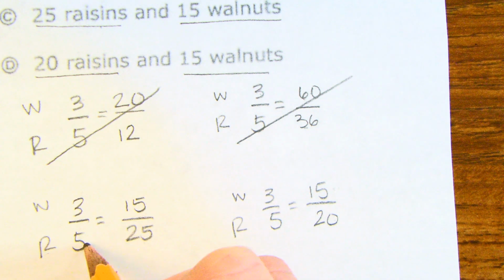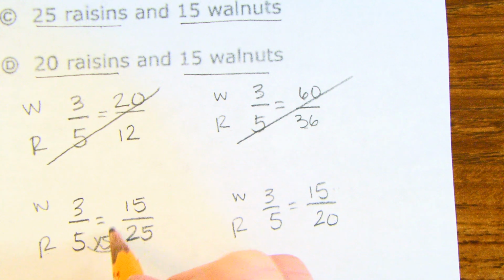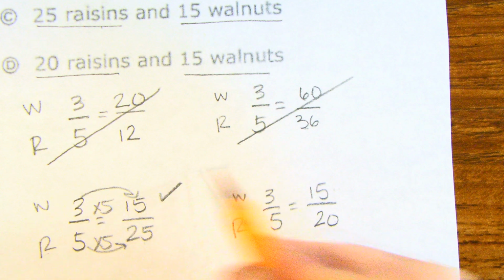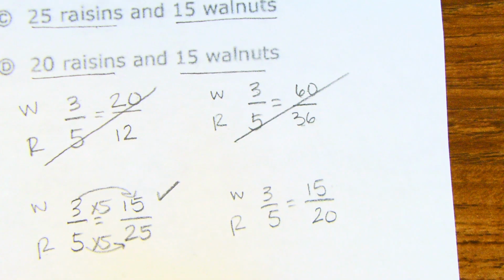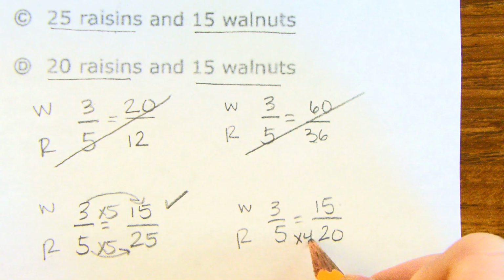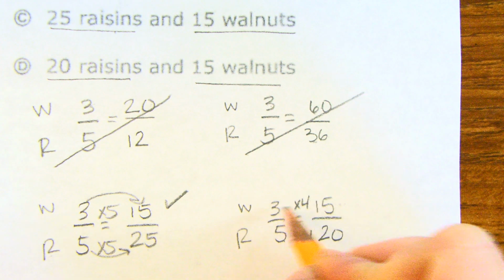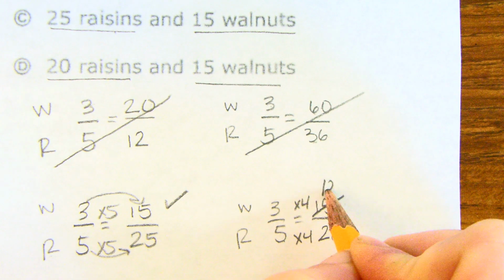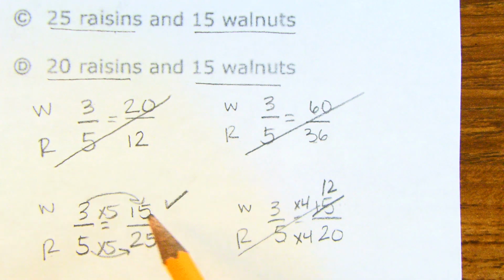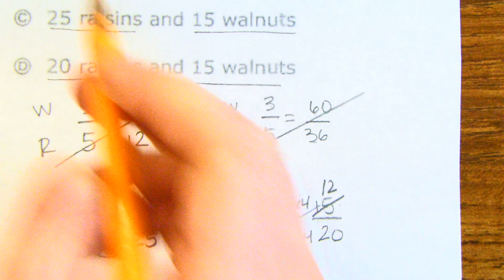Well, I'm going to say, how can I go from 5 to 25? Multiply by 5. So I got to keep it balanced. Multiply by 5. Yes, this does work out. Let's go ahead and check D. How do you go from 5 to 20? Multiply by 4. Multiply by 4. Well, if I did 3 times 4, that would be 12, not 15. So this one does not work out. So it should be 15 walnuts and 25 raisins, which is C.